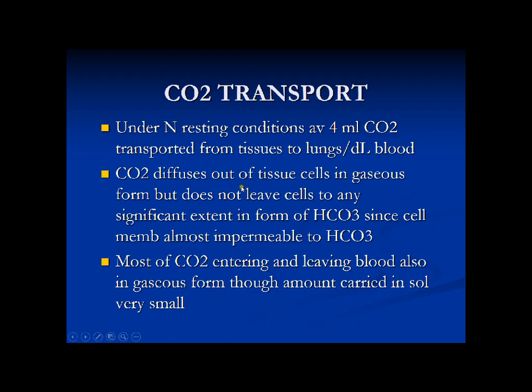Carbon dioxide diffuses out of the cells in a gaseous form, but does not leave the cell to any significant extent in the form of bicarbonate, since cell membranes are almost impermeable to bicarbonate. So the cell membrane of every cell of the body is impermeable to bicarbonate. Carbon dioxide is therefore diffused from cell to blood, and from blood to alveoli, always in a gaseous form.